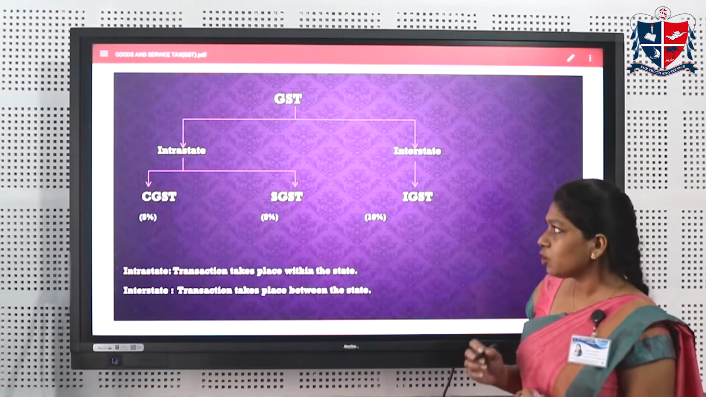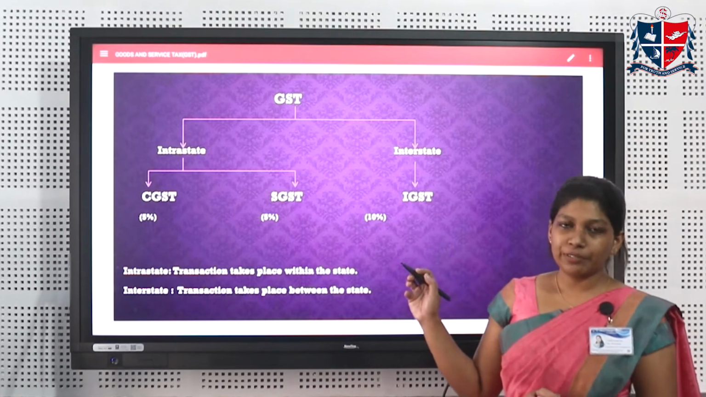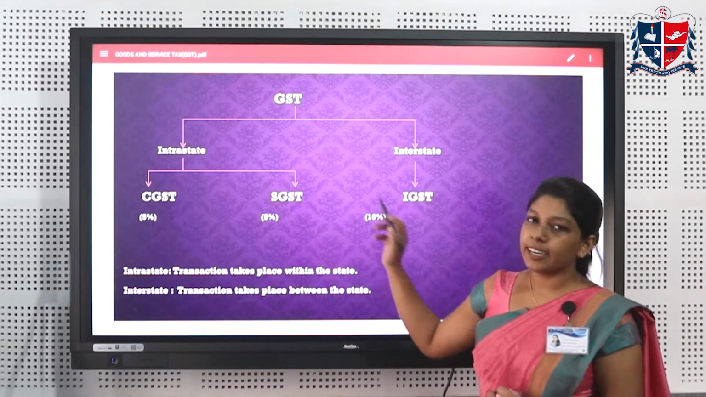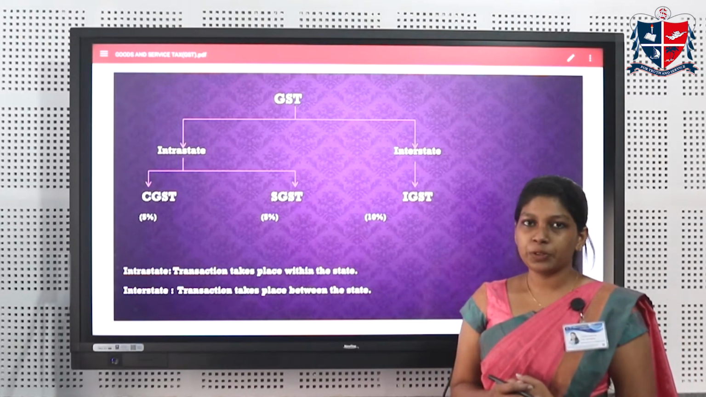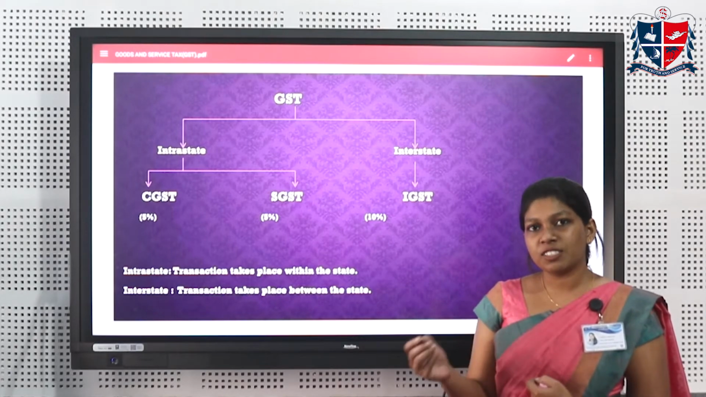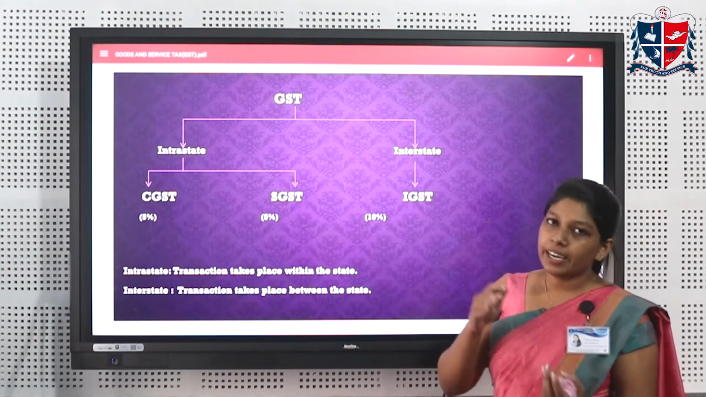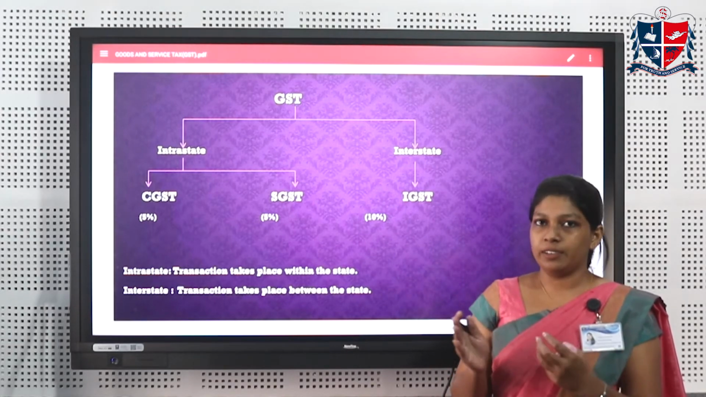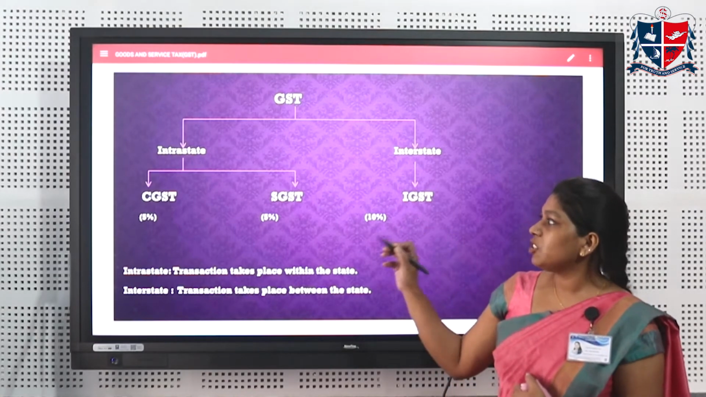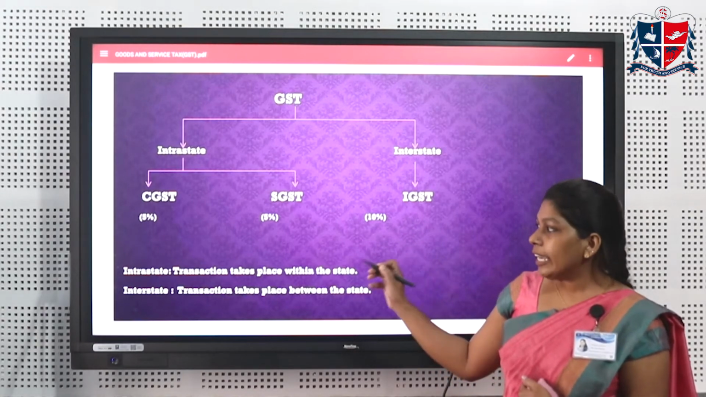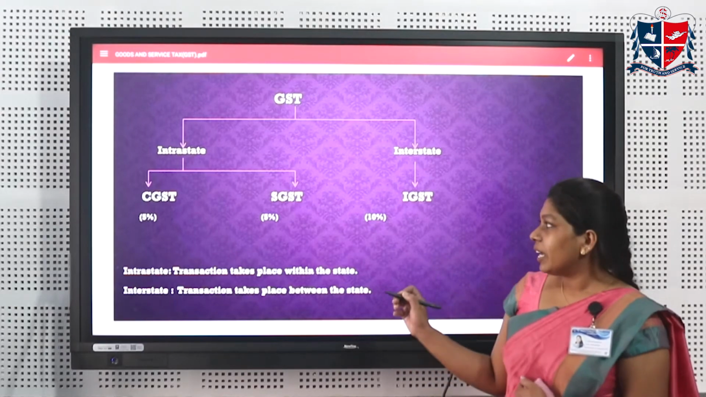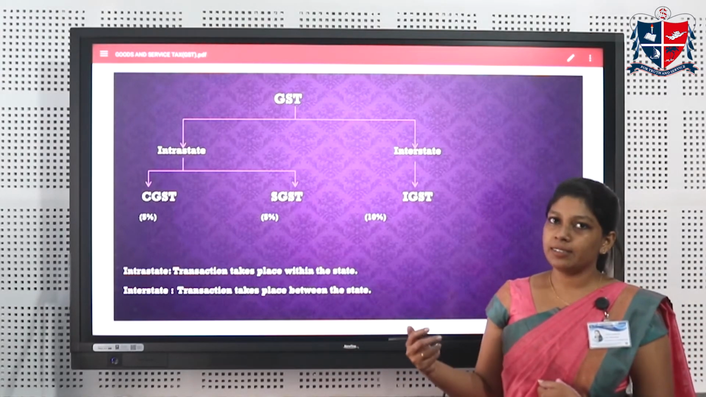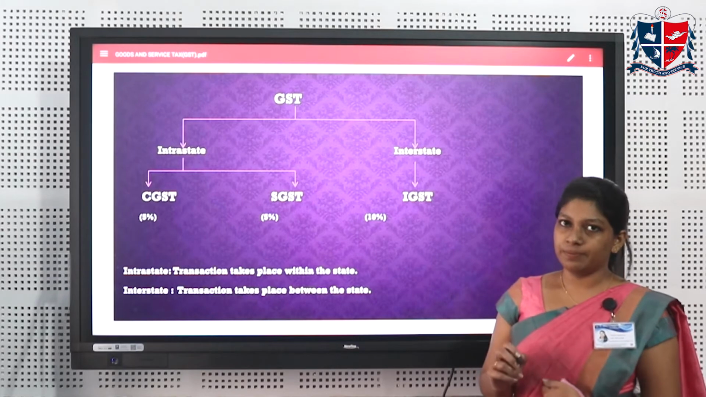So in intrastate transaction, if the transaction takes place within the state, we have to pay CGST and SGST in equal proportion. For example, if GST is 16%, then CGST will be 8% and SGST will be 8%. We have to divide it equally. If the transaction is interstate, that is, the transaction takes place between two states, we have to pay IGST.